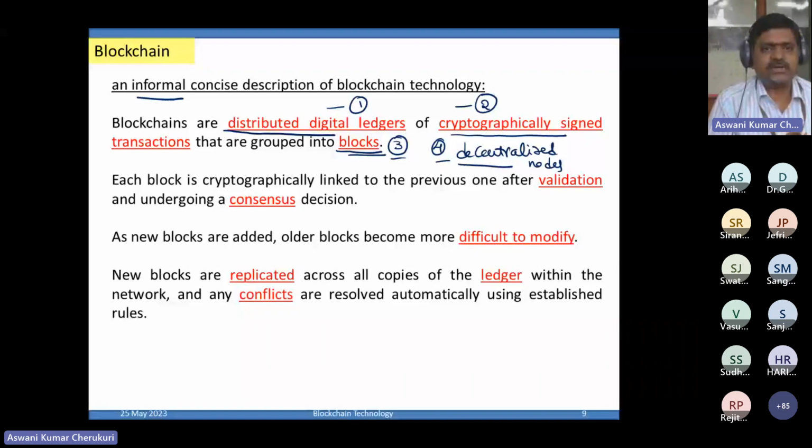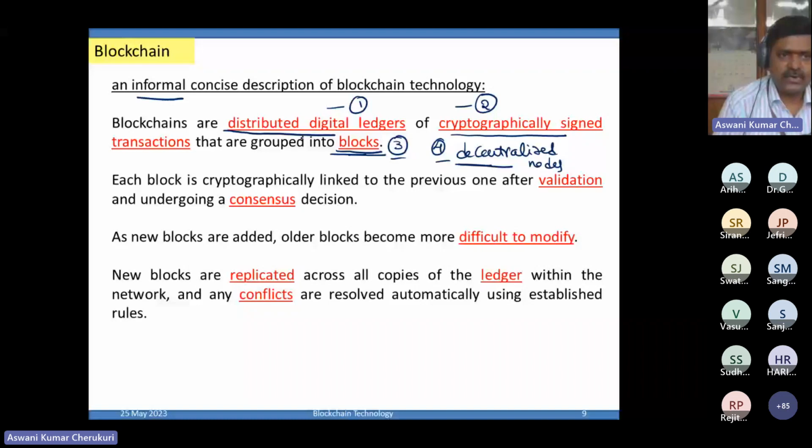Number two, cryptographically signed transactions. Number three, all the signed transactions grouped into multiple blocks. All the blocks are maintained by decentralized nodes. Right? So these four points, if you remember, that is nothing but the blockchain technology.